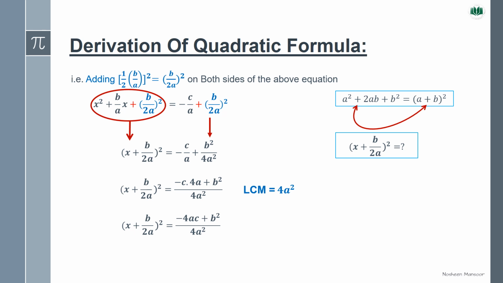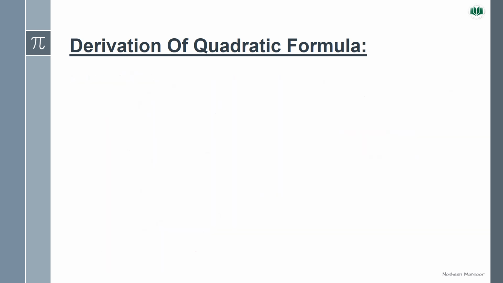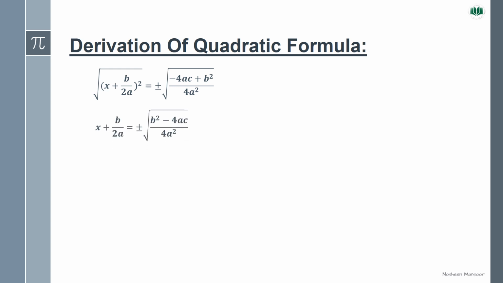Now basically we are finding the value of the variable. So to get rid of that whole square on the left hand side, we should take square root on both sides. You will have plus minus sign on the right hand side. Square and square root are cancelled from the left hand side. We will have x plus b by 2a is equal to plus minus under the root b square minus 4ac by 4a square. The denominator can be simplified, which is under the root 4a square is equal to 2a.